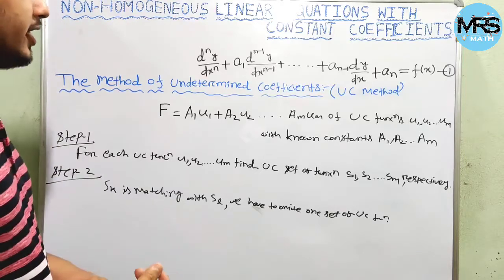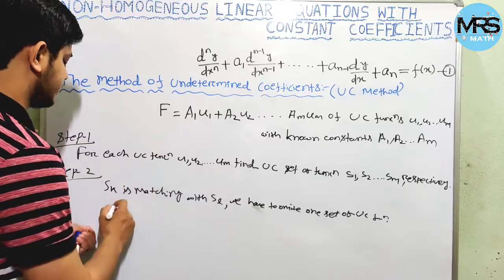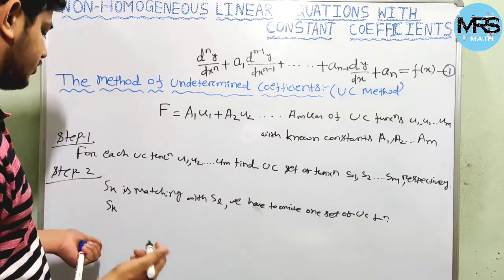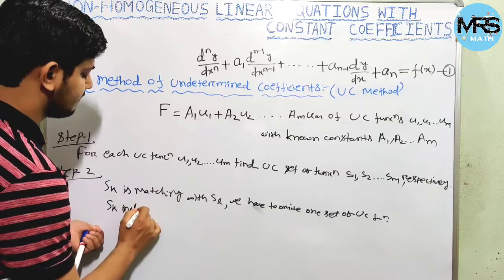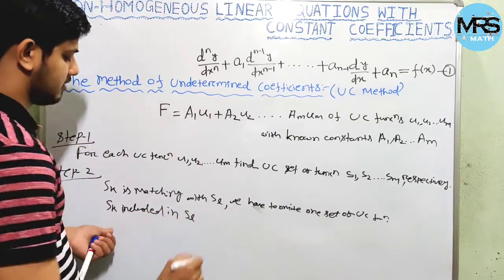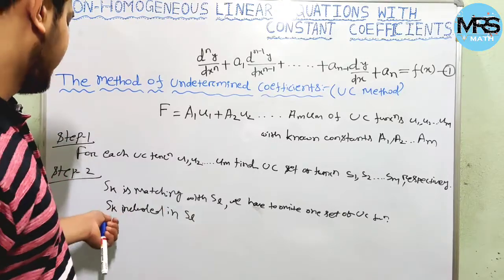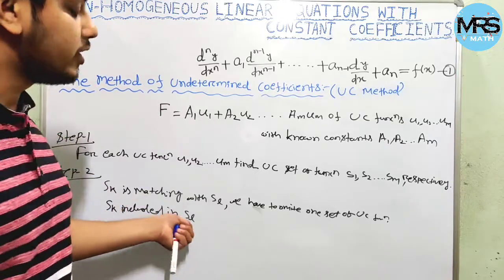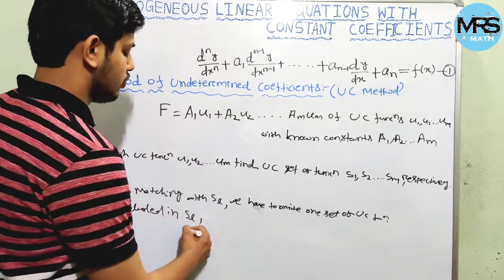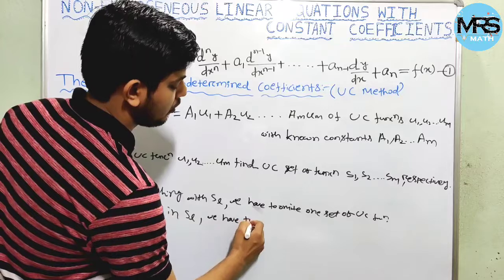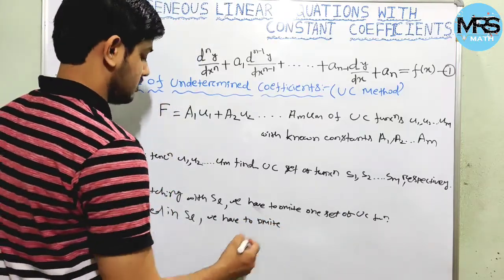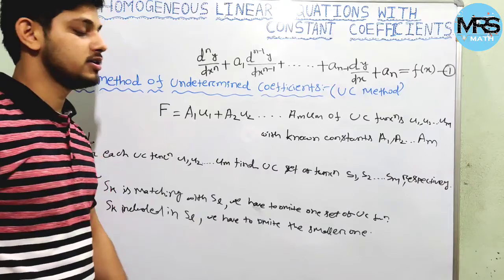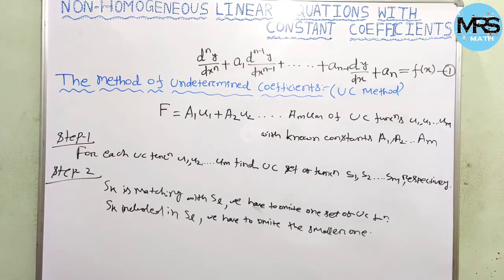Okay, and if one UC set, let us say sk, is included in sl, that means sl is the bigger one and whatever the UC functions are there in sk, they are also included in sl, in that case we have to omit the smaller one. Okay, these things we have to do in the second step.